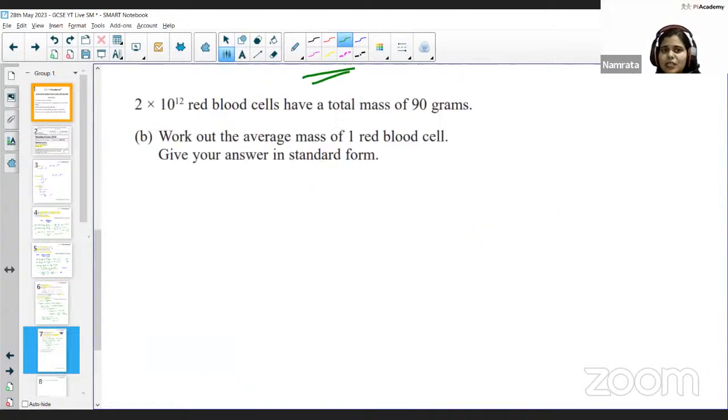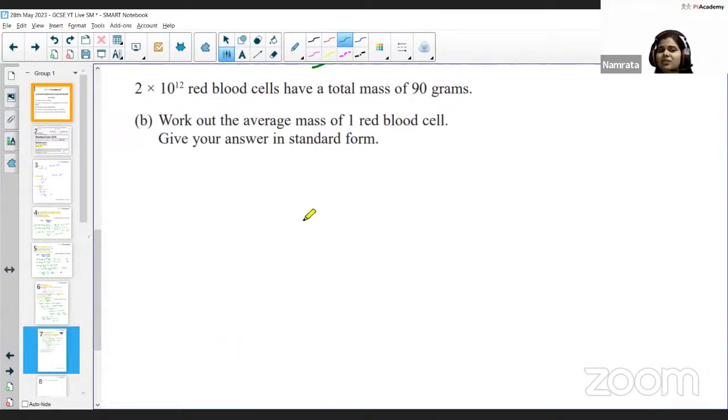2 times 10 raised to the power of 12 red blood cells have the total mass of 90 grams. So we need to work out the average mass of one red blood cell, and we need to give the answer in standard form. So yes, take your time. We'll start discussing after 1 minute.